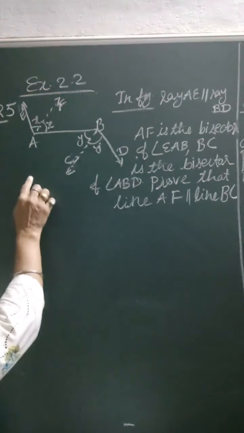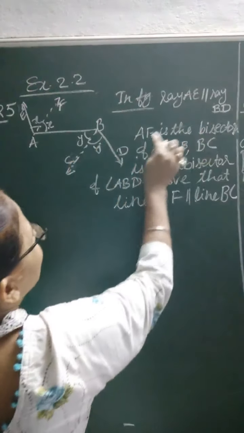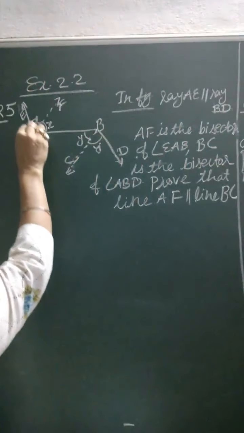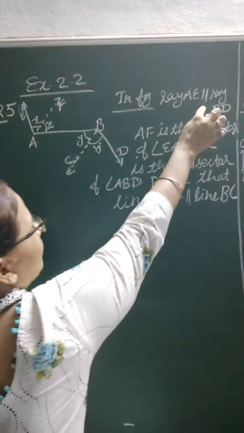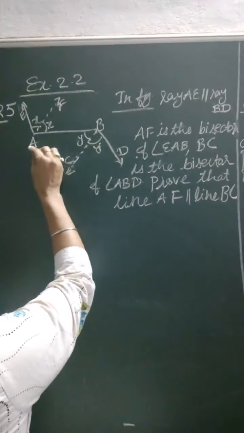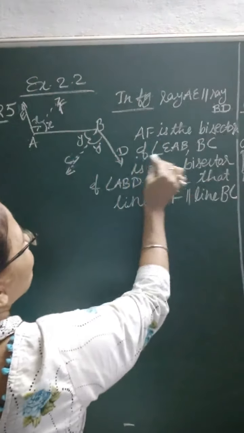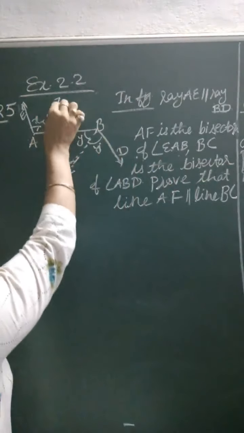Now you can see in the figure, it is given to you that ray AE and ray BD are what? Parallel. So see in the figure, this is ray AE and this is ray BD. Both are parallel, given. And one more thing we are given, that ray AF is the bisector of angle EAB. You can see that this is angle EAB and ray AF is the bisector.